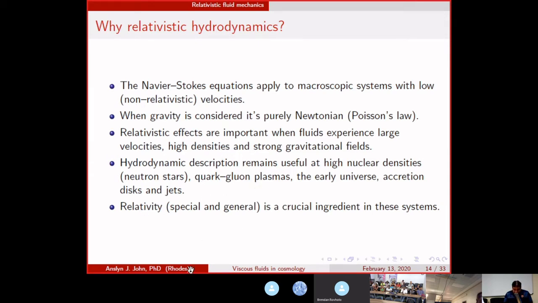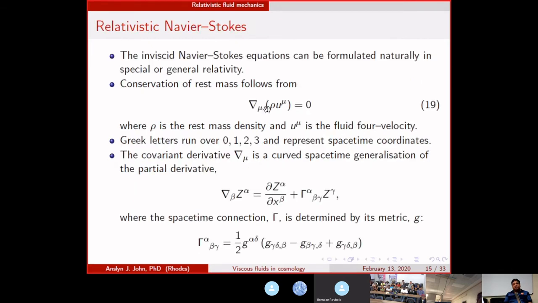And this certainly became important in the 1960s when astronomers started to discover things like neutron stars, pulsars, quasars, and like systems that had to be described relativistically. Okay, so that's the motivation for the relativistic formulation of the Navier-Stokes equation. And it turns out that this is fairly easy to do. And the Navier-Stokes equations can be formulated very naturally in special or general relativity.